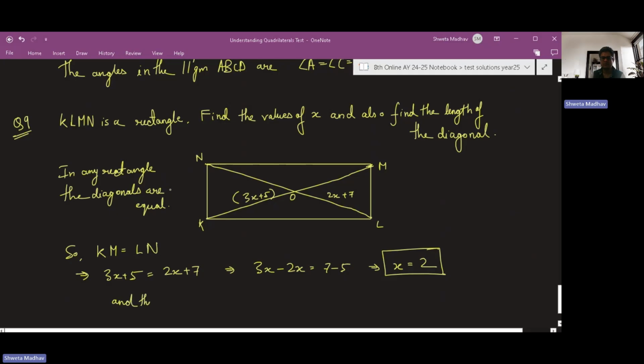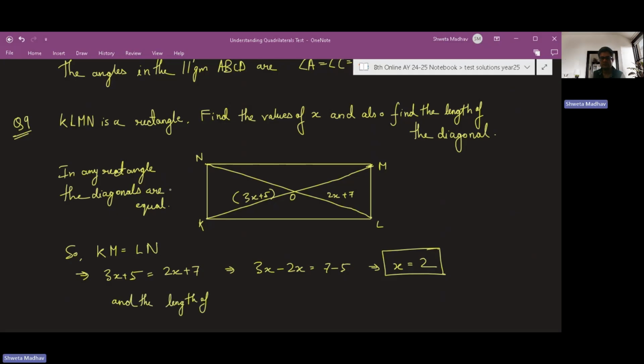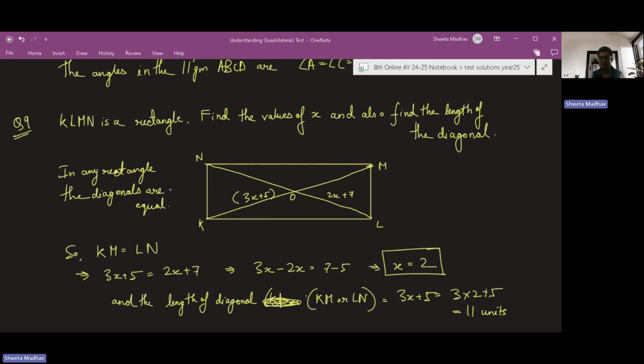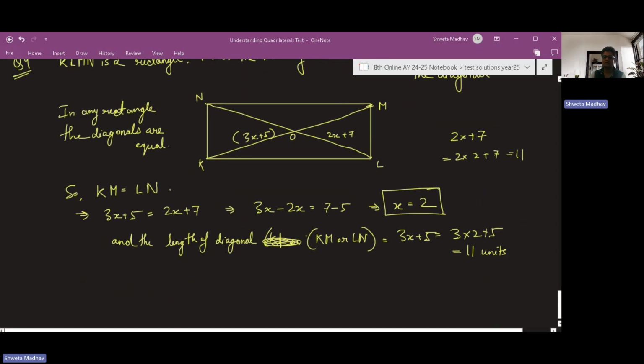And the length of the diagonal, KM or LN, will be equal to 3x plus 5, which means 3 into 2 plus 5, that is 6 plus 5, so 11 units. If we do 2x plus 7, then we also get the same answer: 2 into 2 plus 7, that is 4 plus 7, which is also 11. So the value of x is 2 and the required length of the diagonal is 11 units. So this is our answer.